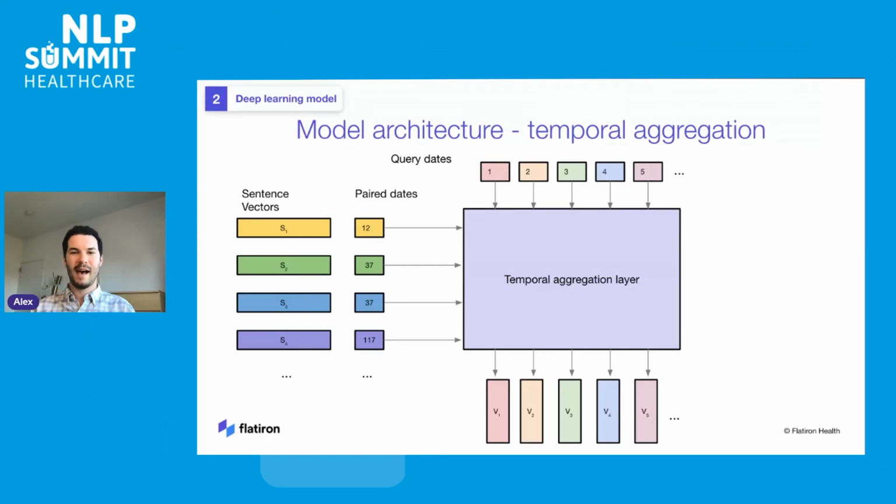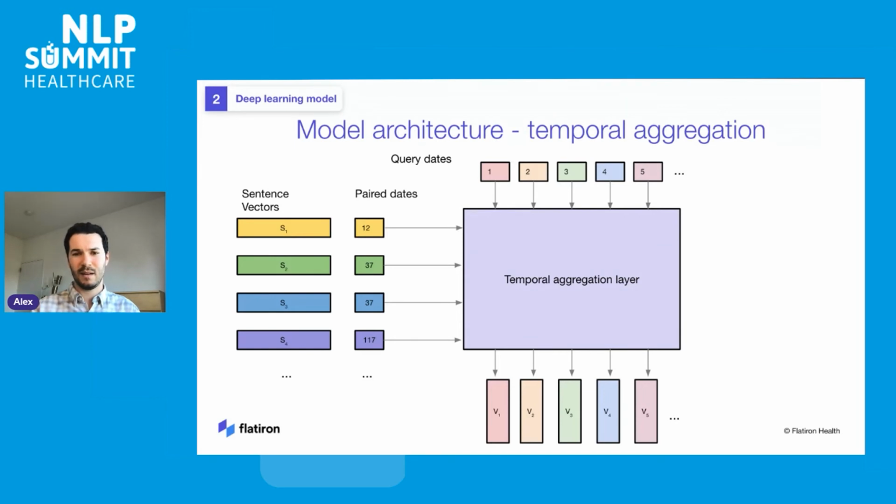Okay, so we now have sentence vectors and their associated dates, which we want to turn into predictions for each query date. So we need a mechanism to integrate information from the past, present, and future relative to that query and produce some kind of output vector for that query. So we'll do this using a temporal aggregation layer that uses principles pretty similar to the multi-headed attention layers that are used in transformer sequence-to-sequence models.